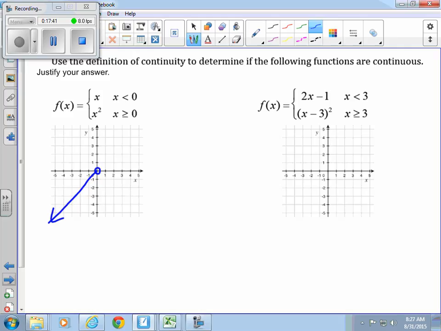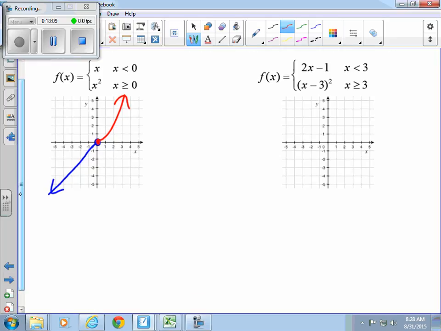Now the right-hand side, x squared, what does that look like? A parabola. At 0, what is x squared? Still 0. What does that mean? It is continuous. Everyone agree it's continuous? That's not a justification, is it? We know that, but now we need to say it. f of x is continuous, so that's my first answer.